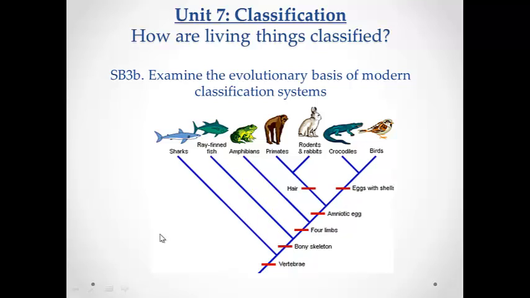based on evolutionary history. So if you look down at the bottom, you see these nodes or hash marks, the horizontal bars right here where the cursor is. The bottom one is vertebrae, bony skeleton, four limbs, amniotic egg, and so on all the way up. These are the derived characteristics that were observed in history during different time periods.